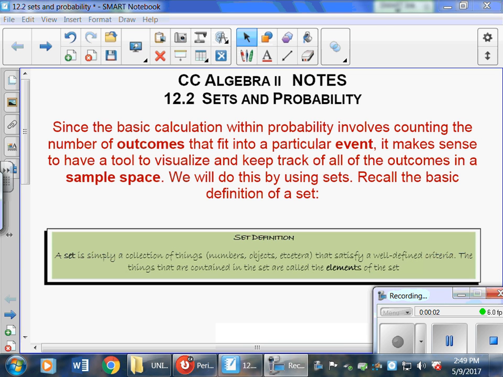It's me again, back here at Common Core Algebra II. Today's lesson is Unit 12, Lesson 2 on sets and probability.